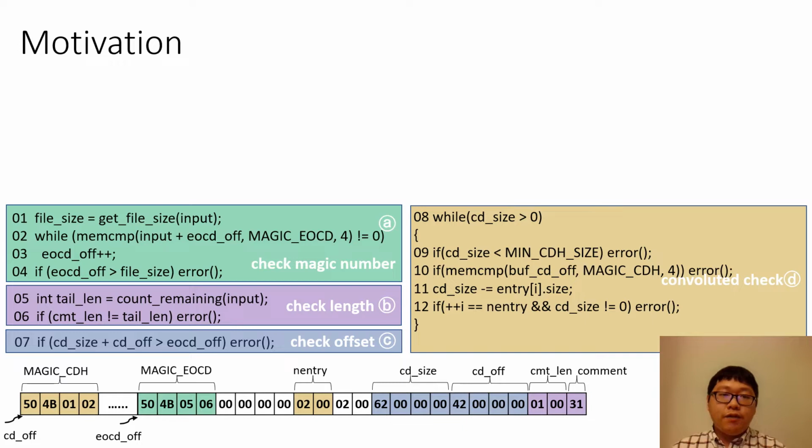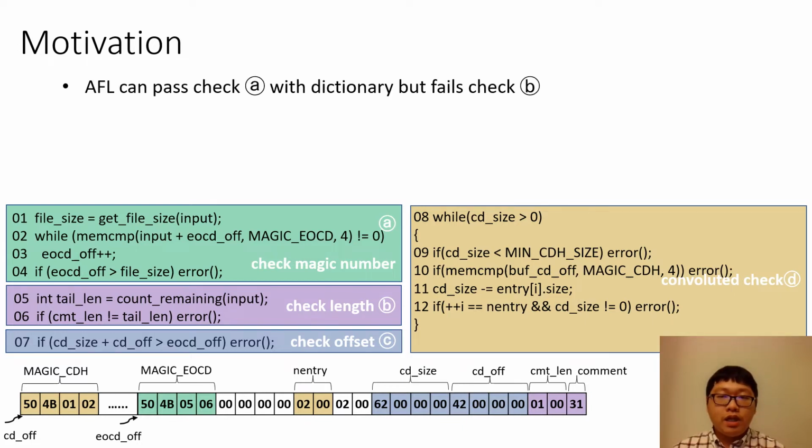Some checks are easy for vanilla fuzzing, but some are not. For example, check B constrains the remaining size with a value extracted from the input file. Randomly mutating the input bytes or extending the file size are unlikely to satisfy the check. Symbolic execution can help with this case, but still gets stuck in other checks.